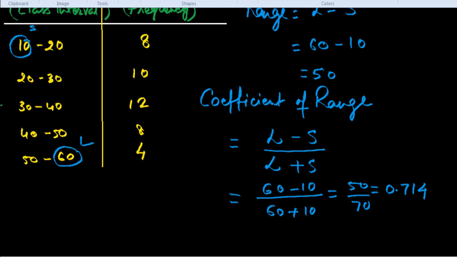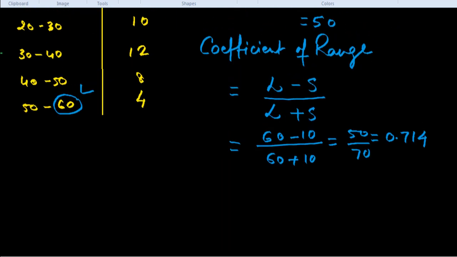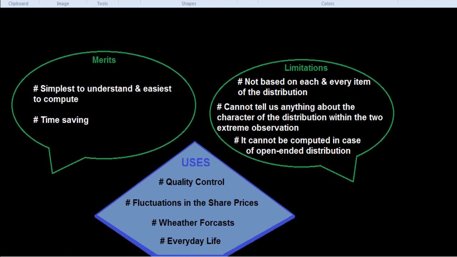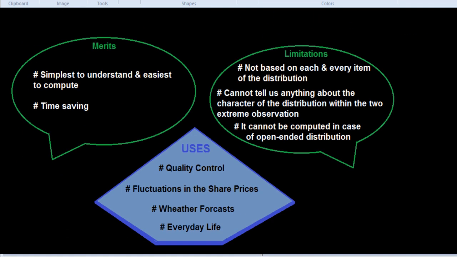So we have seen how we could get the measure of dispersion by the range method. By the method of range, we could easily find the range and the coefficient. It is very simple to find, simple to understand and easy to compute. So now let us see the merits and limitations of range. So here you see the merits. In merits, it is simplest to understand, easiest to compute.